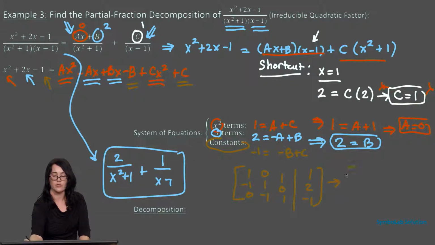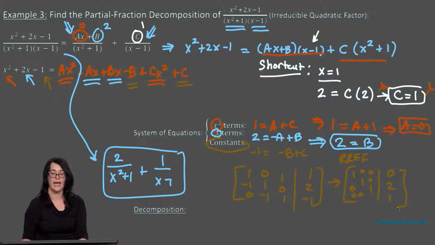And your answers that you should have gotten when you do reduced row echelon form in your calculator, 1's in the diagonals, 0's everywhere else, except for your constants, which would be your answers: A is 0, B is 2, C is 1. So feel free to use technology to check as well. All right, so that's called partial fraction decomposition.